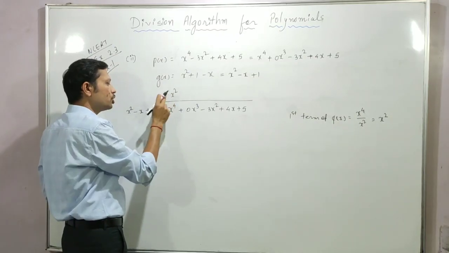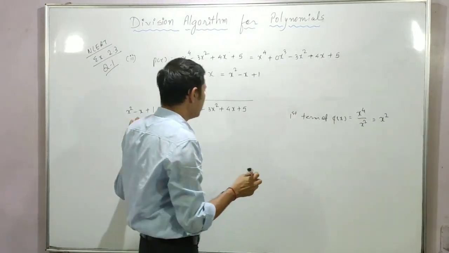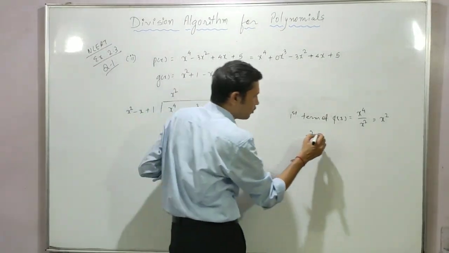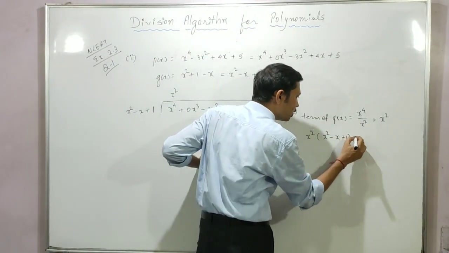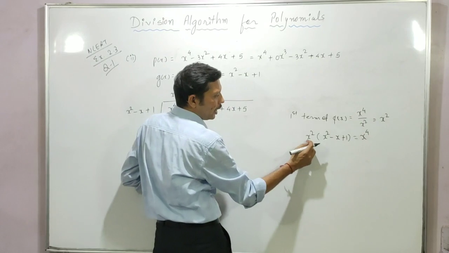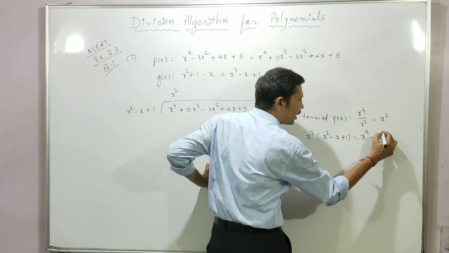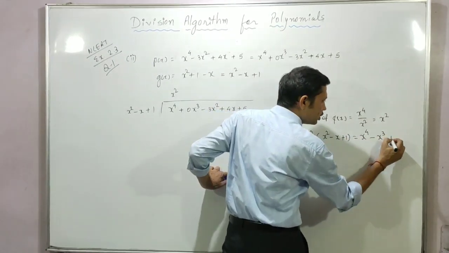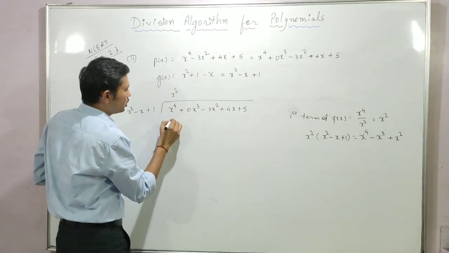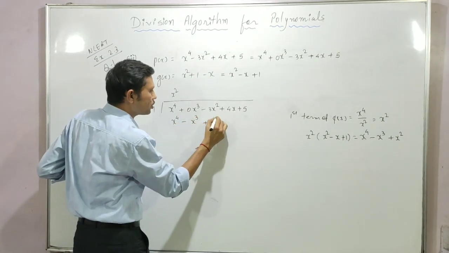Now the product of these two, the quotient term and the divisor, should be written down here, as in our normal division. So x square, and our divisor is x square minus x plus 1. When I multiply, x square multiplied with x square, I get x to the power 4. X square multiplied with minus x, plus minus minus, and the product is x cube. X square multiplied with 1 is plus x square. Okay. So now our product is x to the power 4 minus x cube plus x square.